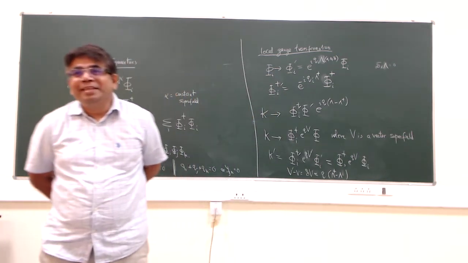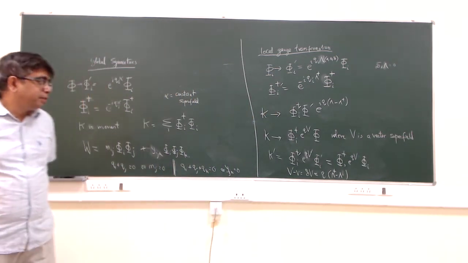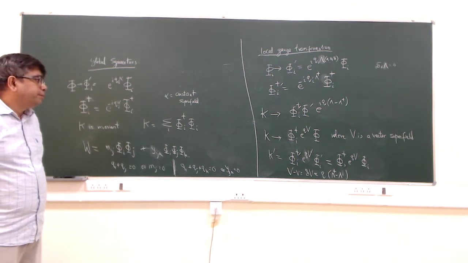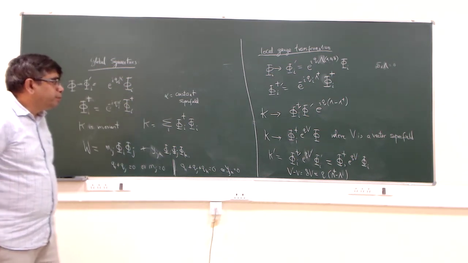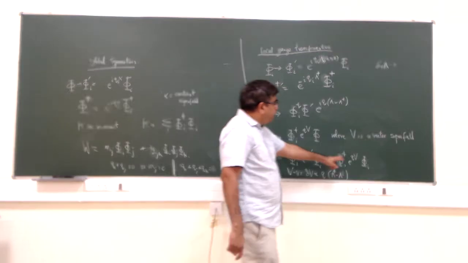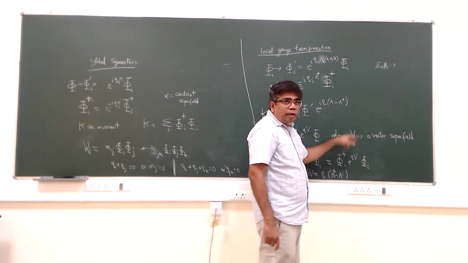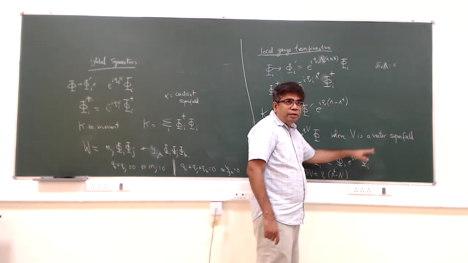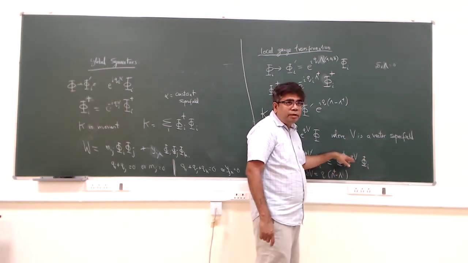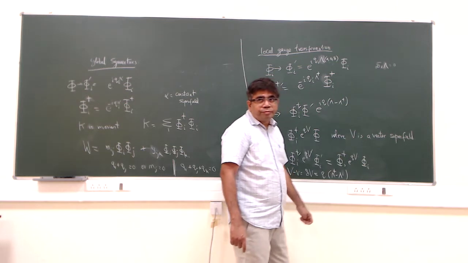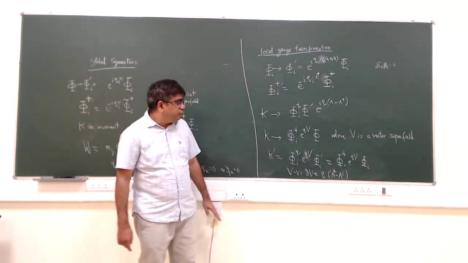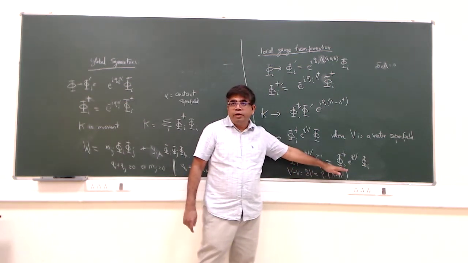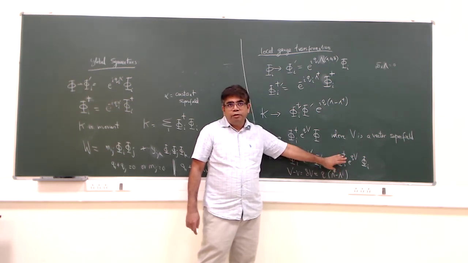So there will be i q e to the power lambda coming here, and V prime will give me minus q. These two terms will cancel in the exponential and give me minus q. So this is how we introduce local gauge invariant transformations in supersymmetry.